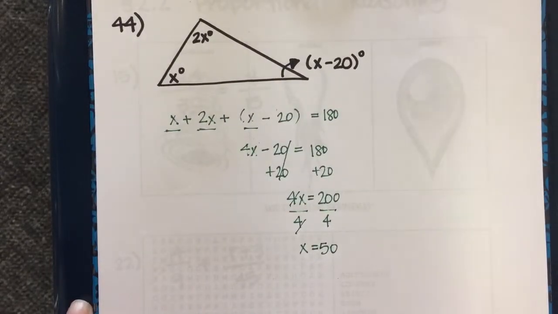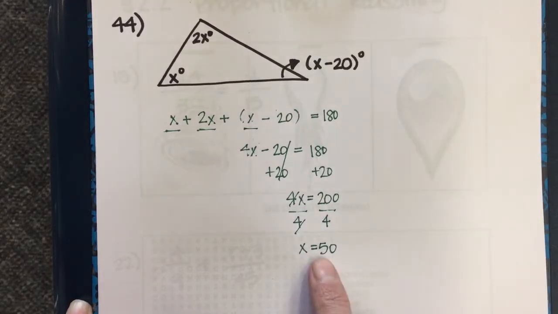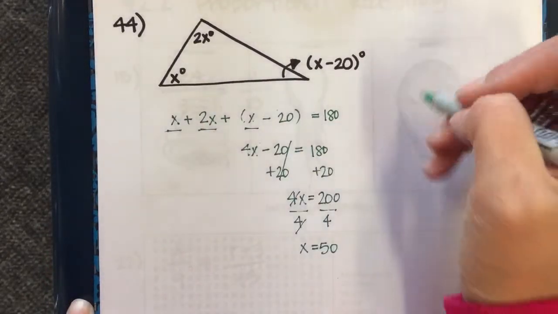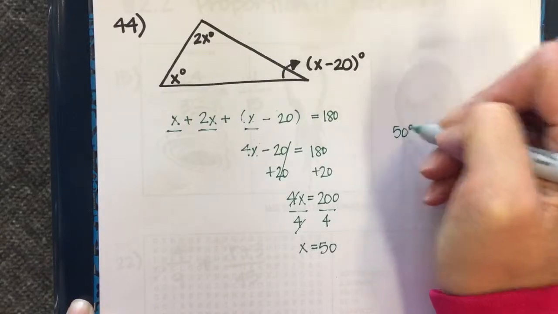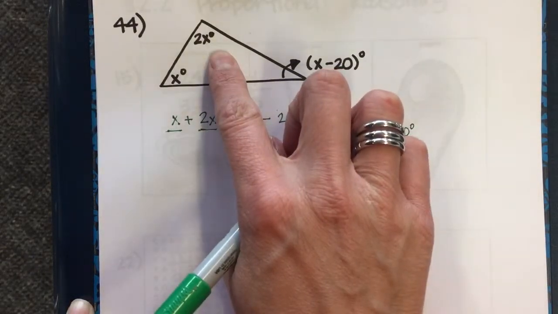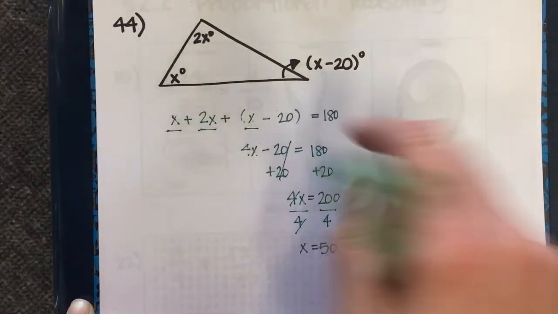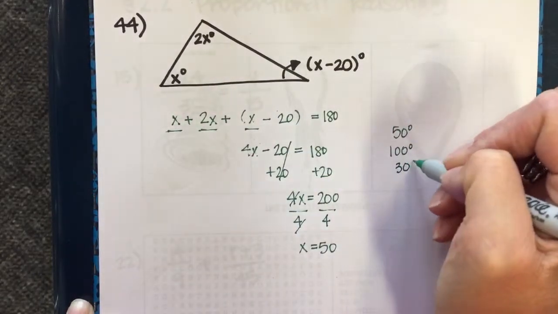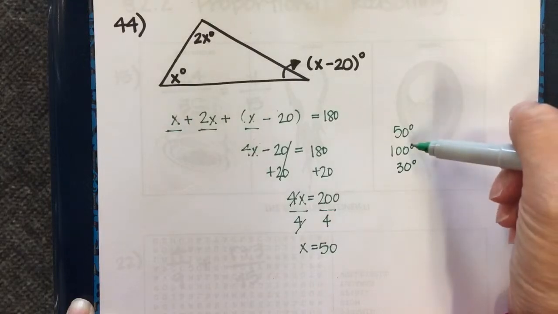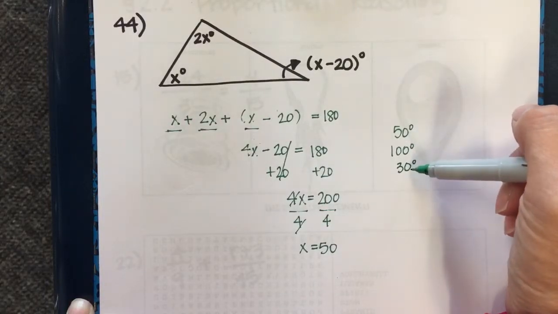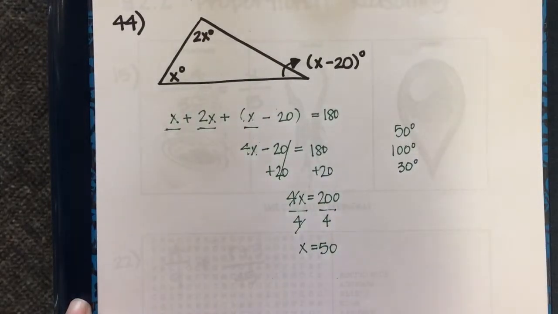They did not ask you to find x necessarily, they asked you to find the 3 angle measures. So make sure that you plug it back in, and you get 50 degrees. This one up here would be 100 degrees, and then this one would be 30 degrees. So again, check: 50 and 100 is 150 plus 30 is 180, so it ended up okay.